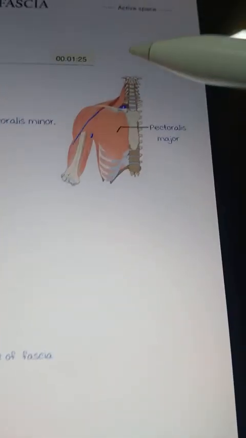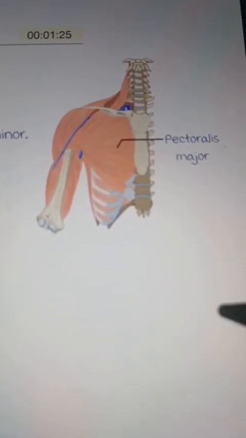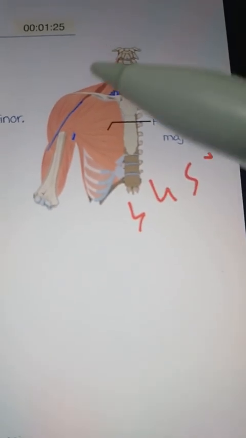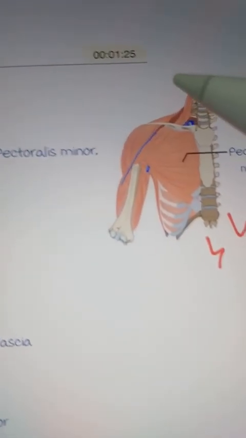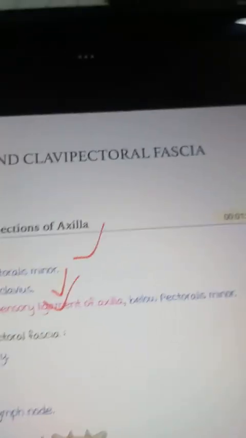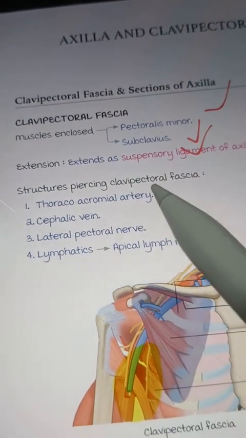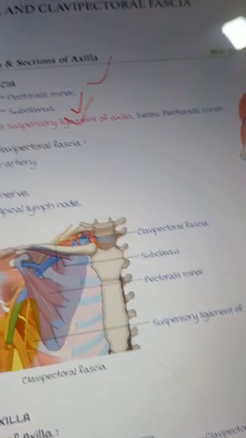These two things. So you can see over here in this diagram: this is the pectoralis major, and inside it is the pectoralis minor from the third, fourth, and fifth ribs, and this is the subclavius muscle. That's the clavicle and the subclavius muscle. These two are the contents of the clavipectoral fascia, and it extends as the suspensory ligament of the axilla below the pectoralis minor.